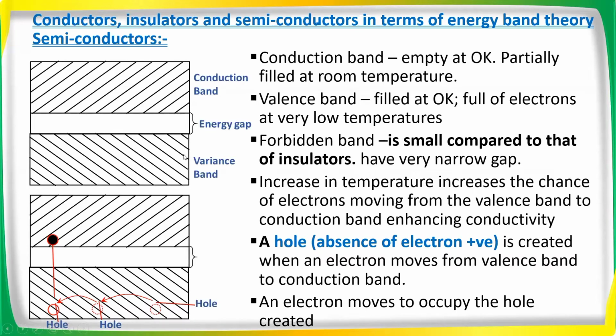When you increase the temperature, heat energy is gained by the electrons, making them move from the valence band and cross the energy gap. You have given them enough energy to cross the energy gap, and they move to the conduction band. When an electron moves from the valence band to the conduction band, it creates a hole in the valence band. Now, the absence of an electron is called a hole, and it is considered to be positive.